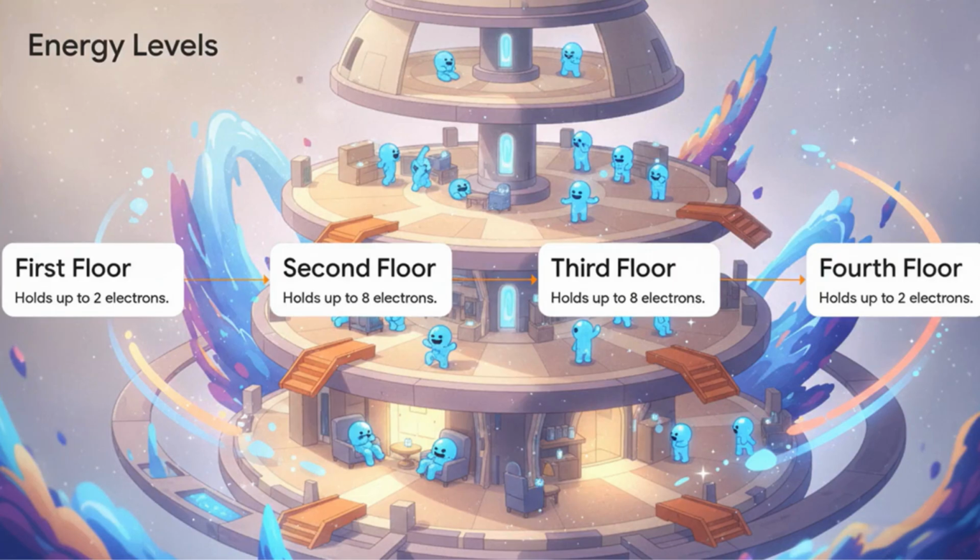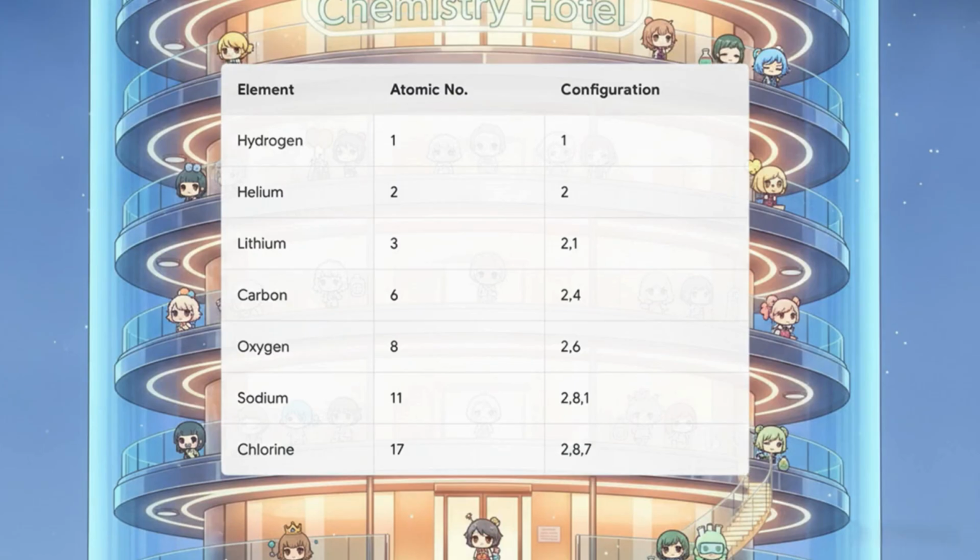Energy levels. The first four energy levels can hold: first level 2 electrons, second level 8 electrons, third level 18 electrons, and fourth level 32 electrons. But for the first 20 elements, we will usually refer to them as 2, 8, 8, 2. This simple pattern is enough for many school level questions. Let's build some atoms.